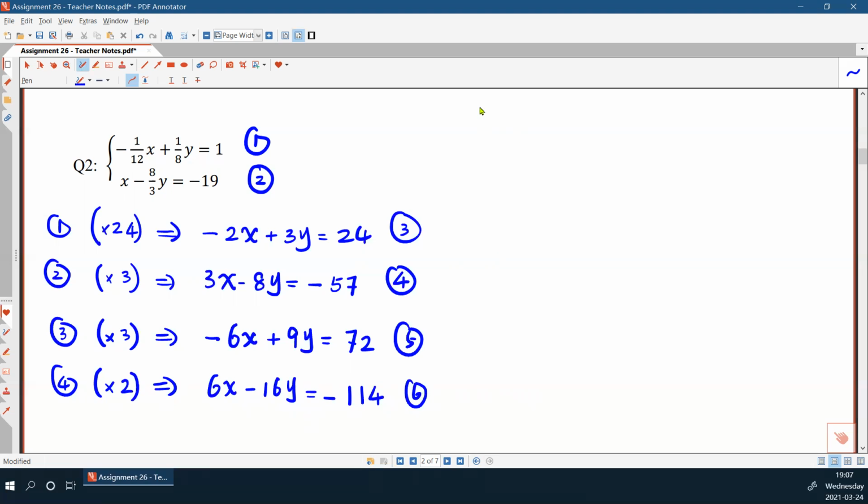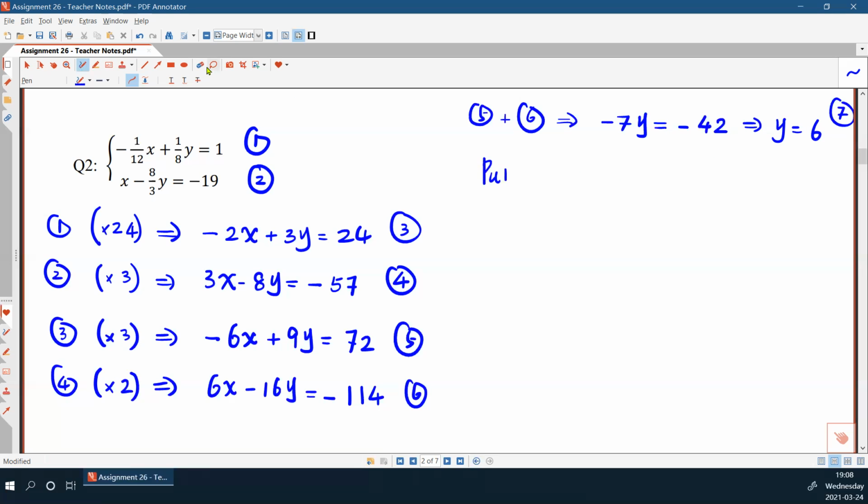Okay, so next we can use equation 5 plus equation 6. And this will give us minus 7y equals minus 114 plus 72. And this will give us minus 42, right? Okay, so that means y is 6, because 7 times 6 is 42. You need to pay attention to the signs here. This is a positive 6, right? Okay, so let's denote this with number 7.